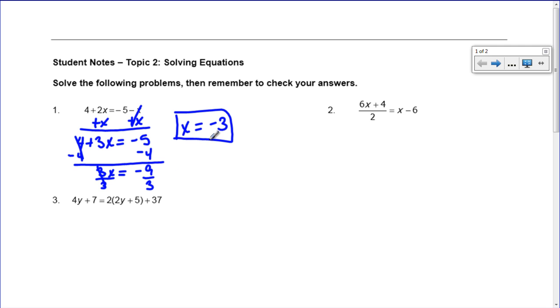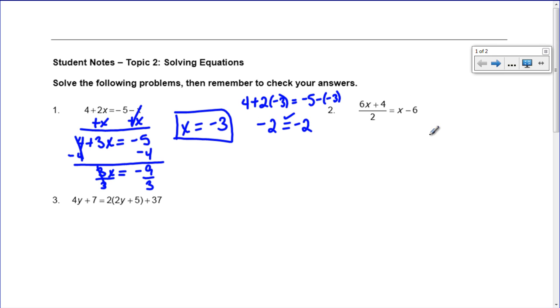Now, if you're going to check your answer, you're going to plug this back into here. And so we'll do 4 plus 2 times negative 3, and it needs to equal negative 5 minus negative 3. And I would type that into my calculator just like it's written to see that this equals negative 2 on both sides, and so it does work. So look at number 2. It's the same kind of problem.